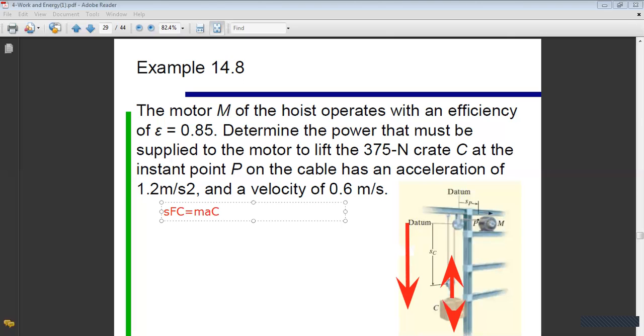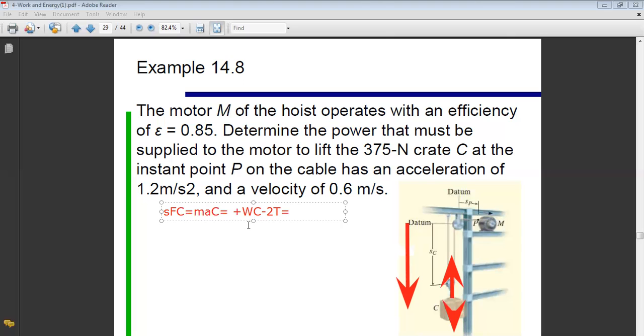Okay, and what do I have? Since the positive direction is downward, I take plus W of C and minus 2T. And since I know the value of MC, all I have to do now is calculate T.